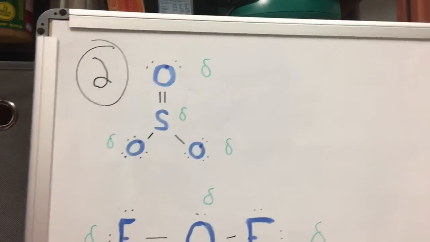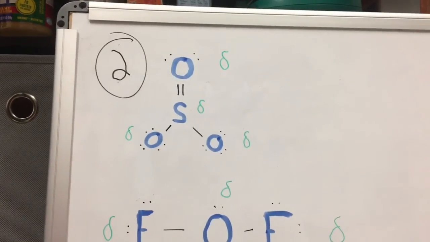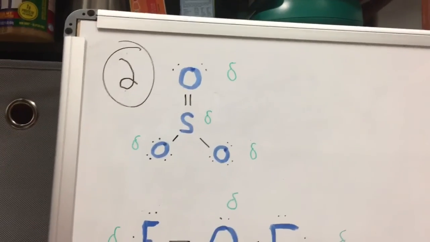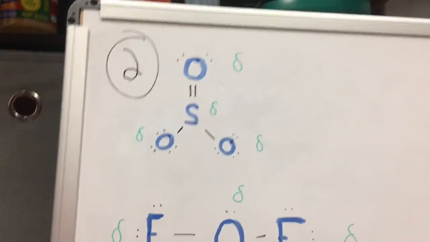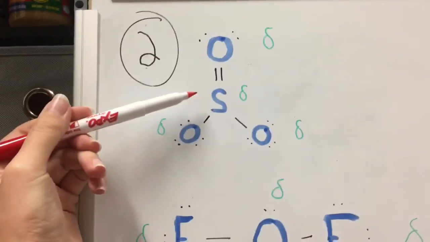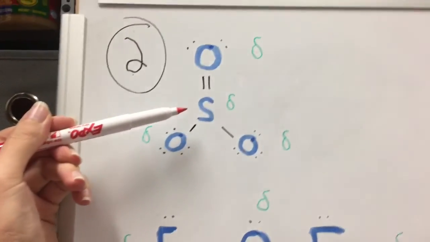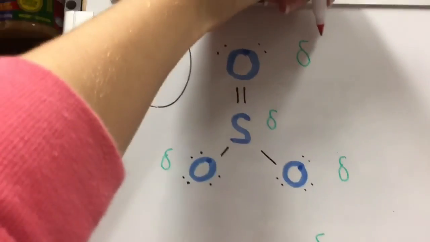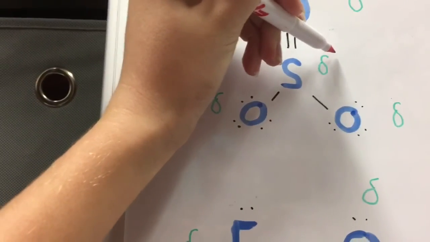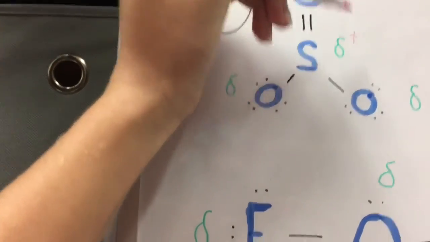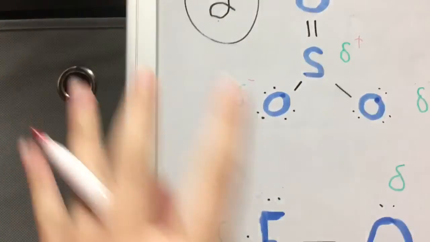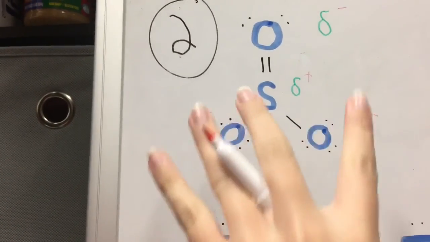After drawing the Lewis dot structure, the next step is to figure out the partial charge on each element. The easiest way to do that is to compare the element's electronegativity. In this case, oxygen's is 3.5 and sulfur's is 2.5. So it means oxygen is more negative, so in comparison it'll have a partial negative charge, and sulfur will have a partial positive charge.